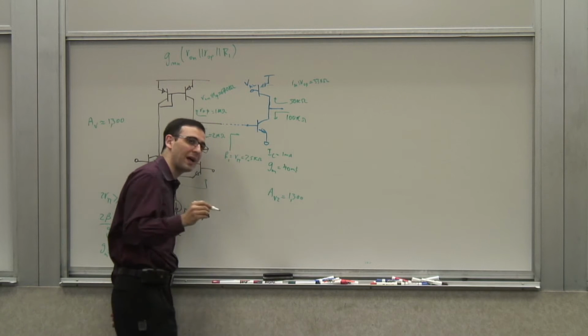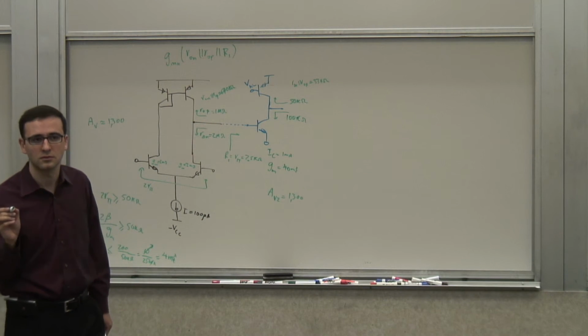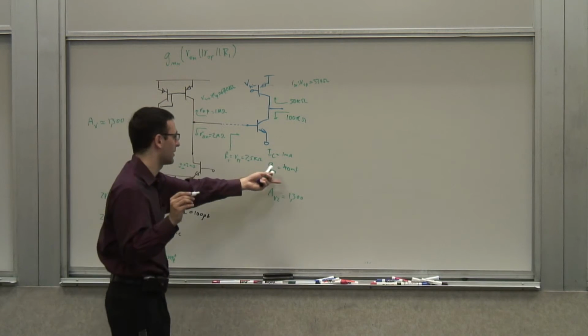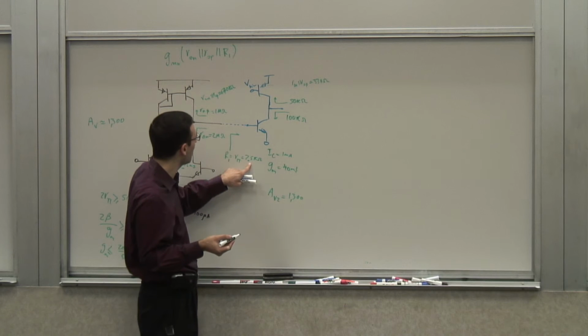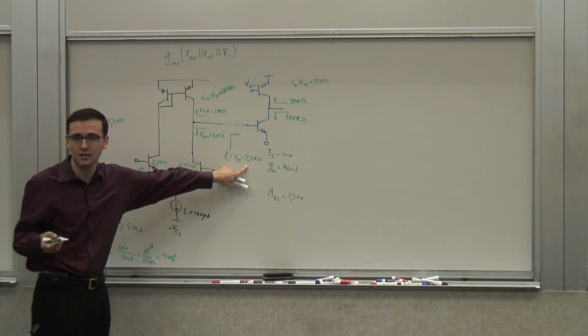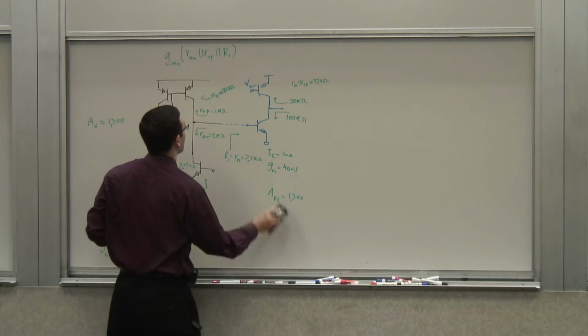For 1 milliamp, you have 25 ohms. RM is 25 ohms, which is 1 over GM, basically, 1 over 40 milliamp. And then you multiply by 100 for R pi. So it's 2.5 kilo ohm. You can see the problem right there, right? This guy is in parallel with that. Now that's going to cause you a lot of problems.